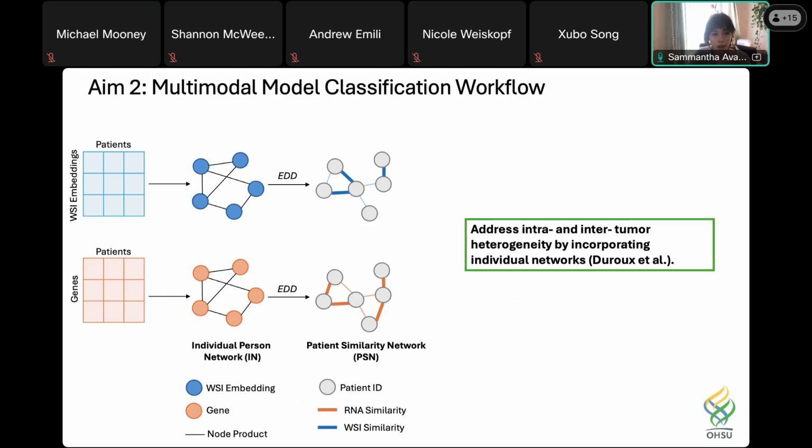And so once we have these individual networks, we are then able to create patient similarity networks using edge difference distance, where we can see now that each node represents a patient, and the edges between these nodes represent the similarity between different individual networks. And so by using both of these networks, we now are able to take into account both intraheterogeneity as well as inter-tumor heterogeneity to classify our basal and luminal subtypes.